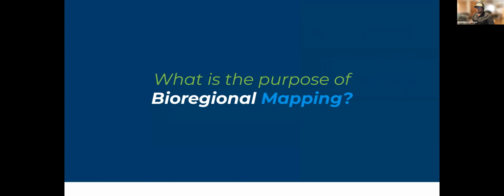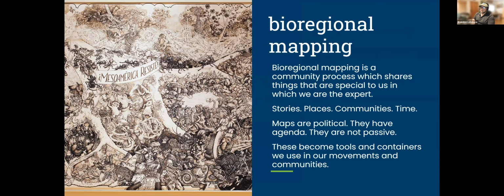So before moving on, I just wanted to touch on what then is the purpose of bioregional mapping. Bioregional mapping is a community process which shares the things that are special to us, in which we are the expert. Stories, places, communities, time. Maps are political. They have an agenda. They are not passive. These become tools and containers that we use in our movements and communities. And within that, I think that part about that we're the experts is really important. We are all the experts on the places where we live. We're all the experts in what we find special.